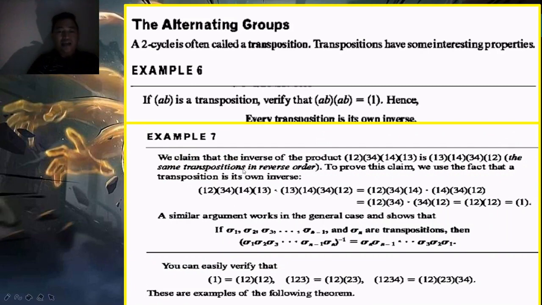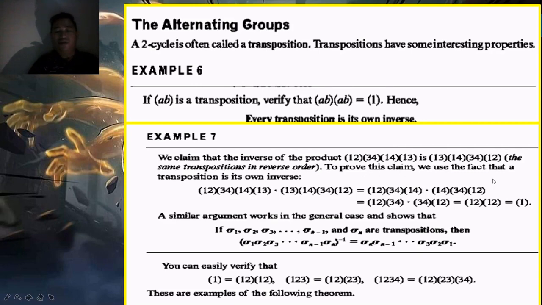Then, we claim that the inverse of the product is the same transpositions in reverse order. So, there are four of them, so the inverse also has four. Since 1, 3 is the last one, 1, 3 comes first. Then 1, 4, then 3, 4, and then 1, 2. So 1, 2 is the last one here.